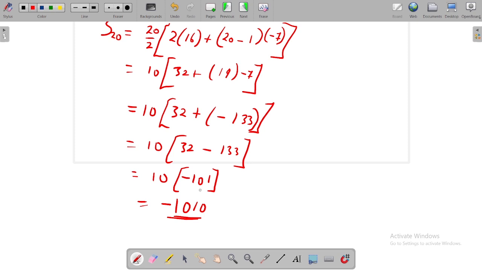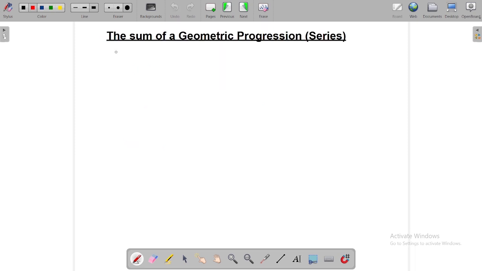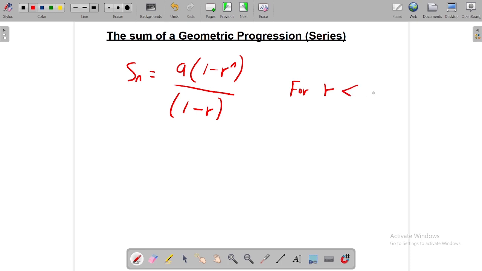Now this is for arithmetic progression, the sum of arithmetic progression. That of geometric progression has its own sum of geometric progression. Let's look into it. The sum of geometric progression has 2 formulas. What are they? The first one is this. Let's say Sn equals a, bracket open, 1 minus r to the power n, all over bracket open, 1 minus r. But this one, you can only use it for r less than 1, where the common ratio is less than 1.